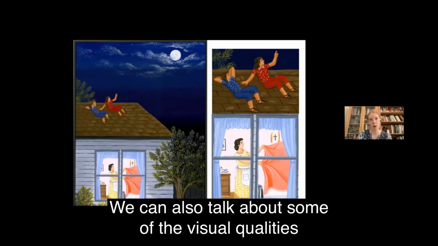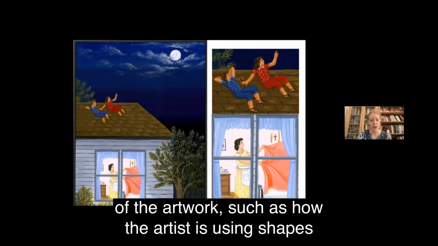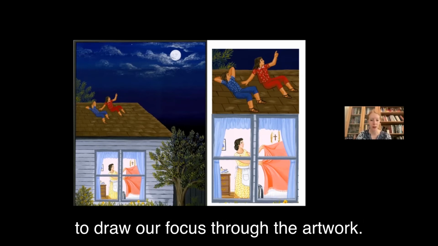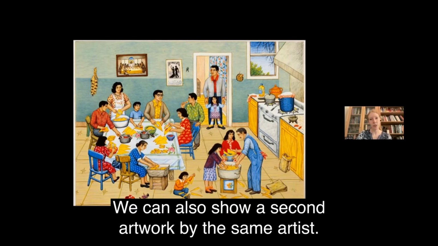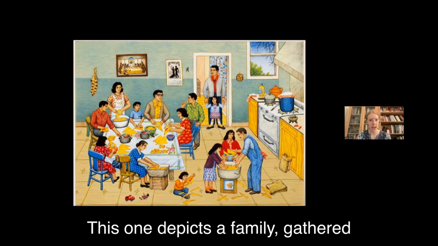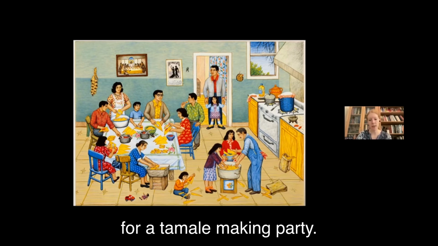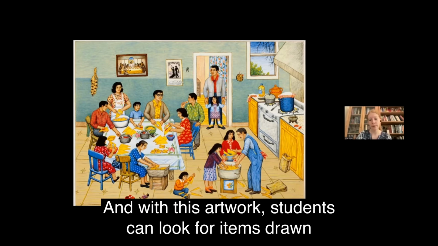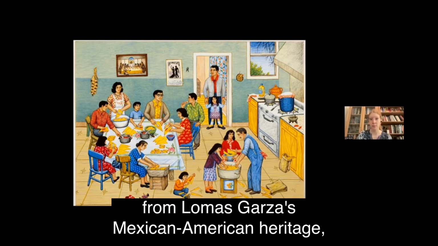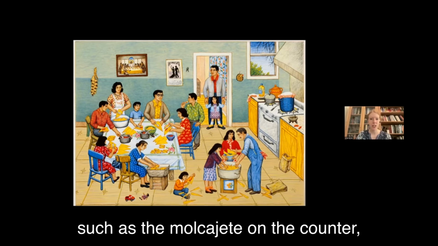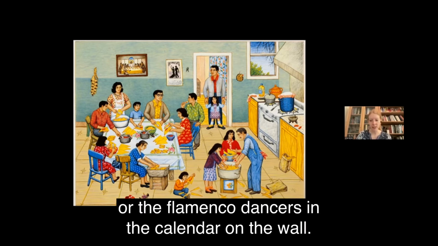We can also talk about some of the visual qualities of the artwork, such as how the artist is using shapes to draw our focus through the artwork. We can also show a second artwork by the same artist. This one depicts a family gathered for a tamale making party. And with this artwork, students can look for items drawn from Lomas Garza's Mexican American heritage, such as the molcajete on the counter or the flamenco dancers on the calendar on the wall.